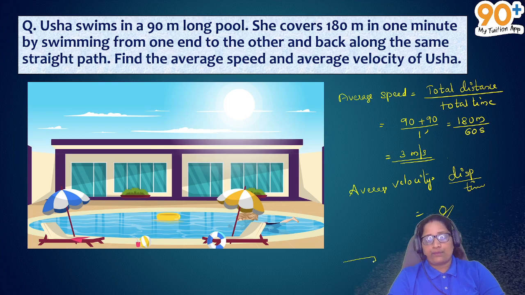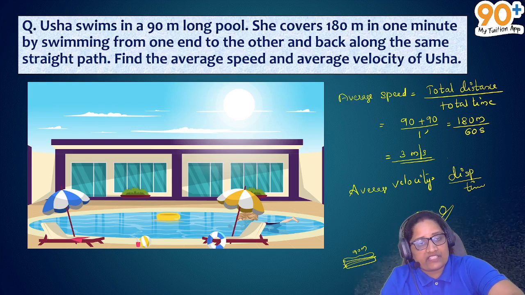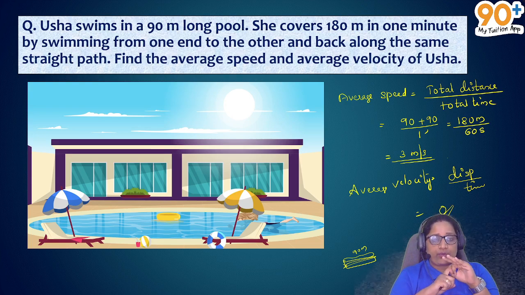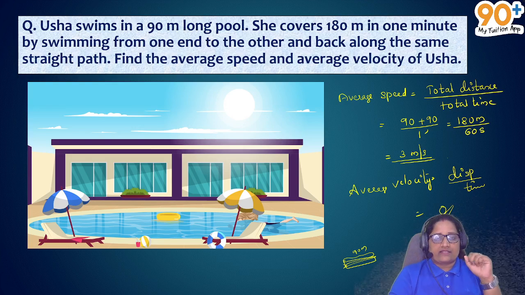So this is the pool, which is of length 90 meter. Usha was initially at this point. She swam to this point and she came back. So that is 90 plus 90, 180. But displacement is what? 0. Displacement is the difference between initial point and final point. What is the definition of displacement? The difference between initial point and final point, or the shortest distance to a point. Okay. I think we can go to the next problem then.